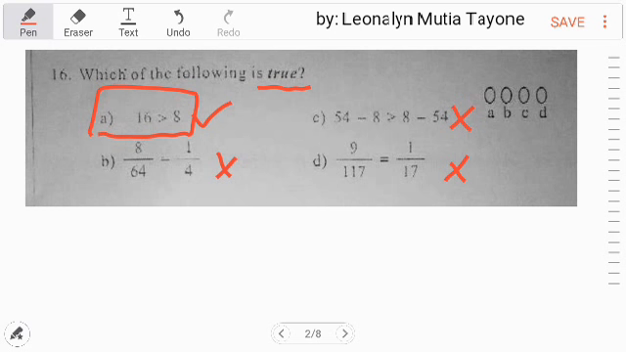Dito is which of the following is true. Ibig sabihin, isa lang sa mga choices mo ang tama. Letter A pa lang, tama na siya, so yun na yun. Kung gusto nyong isolve natin lahat, ipagpatuloy natin.